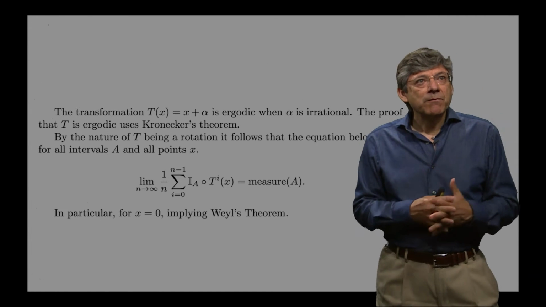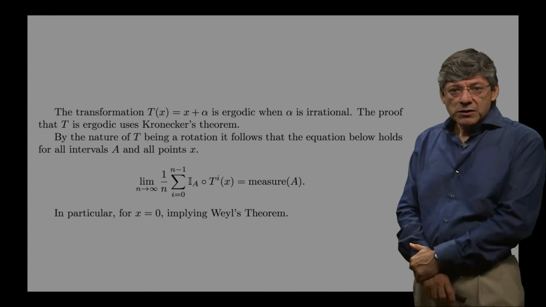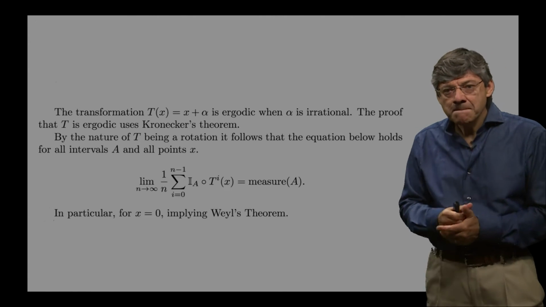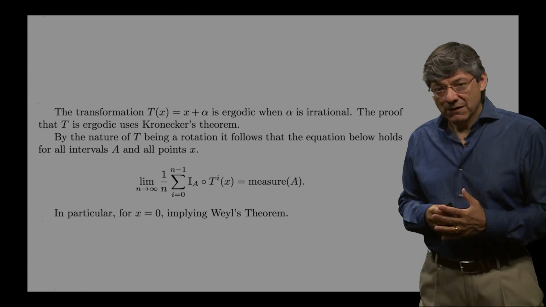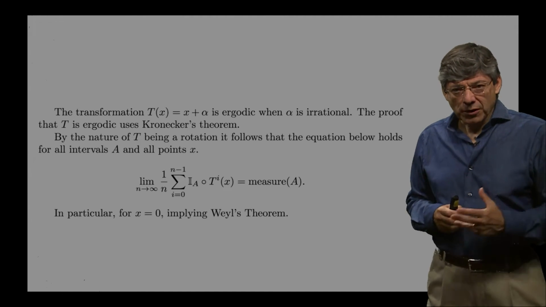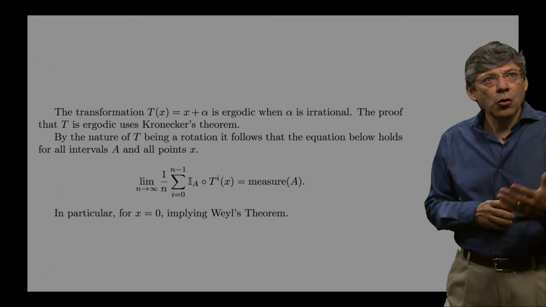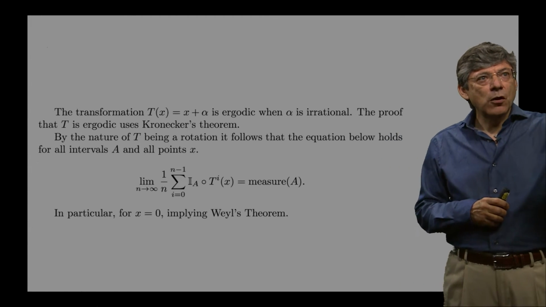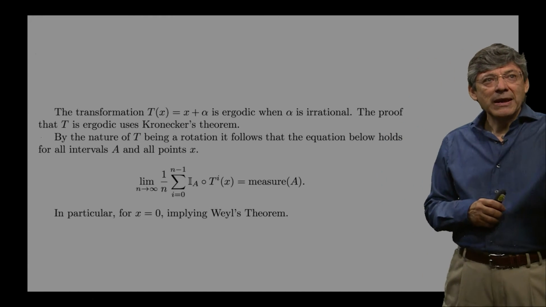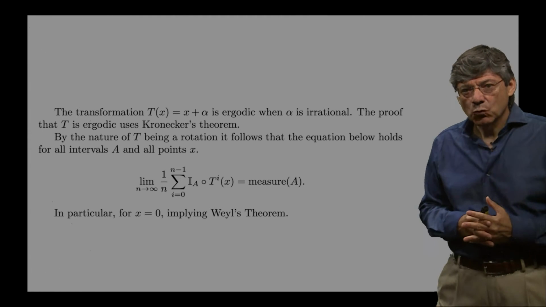It turns out that in our case, T of x equals x plus alpha is a measure preserving and ergodic transformation. Intervals are sent to intervals of the same length, and it is ergodic when alpha is irrational. One can prove ergodicity using Kronecker's theorem. So by the ergodic theorem, it follows that those averages, which are frequencies, will be the measure of the set, which is the length of the interval, and in particular this implies Weyl's theorem.